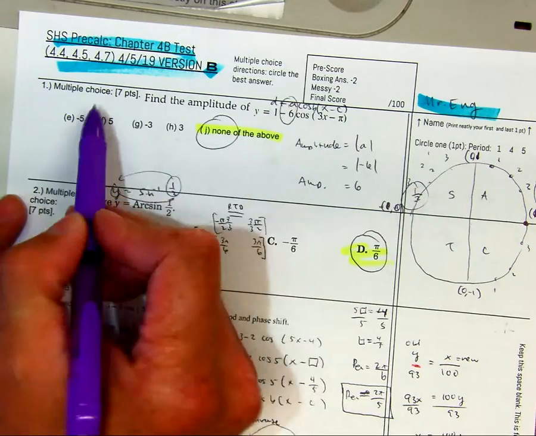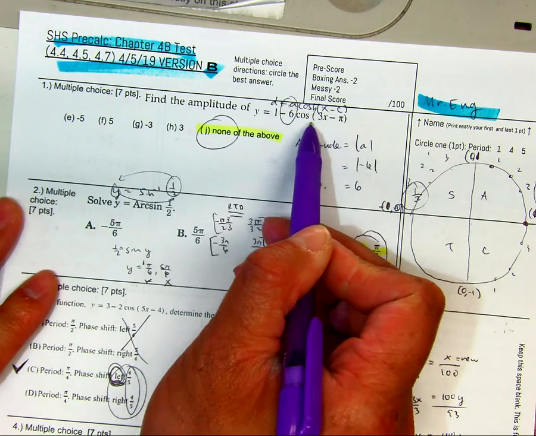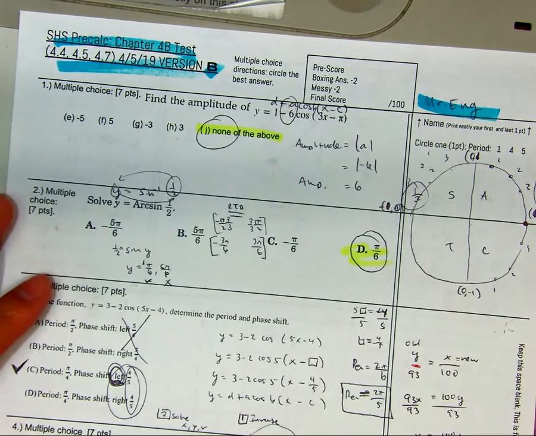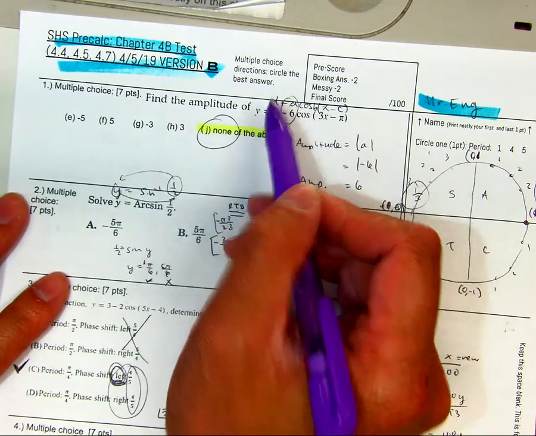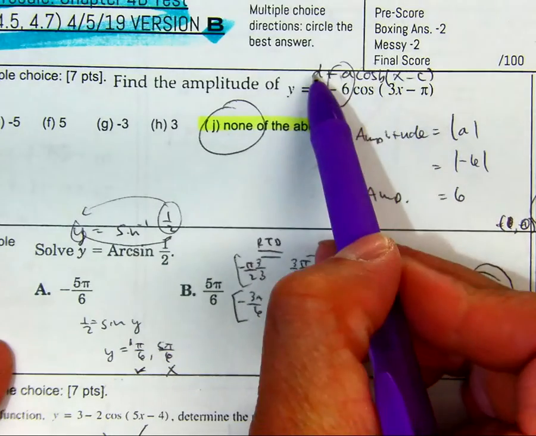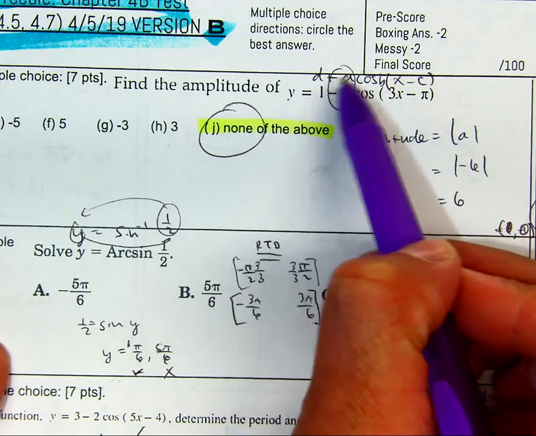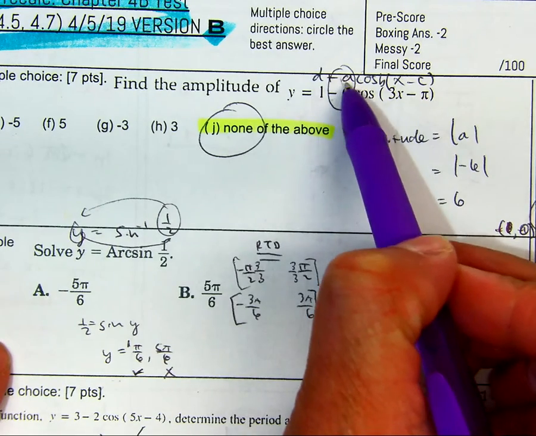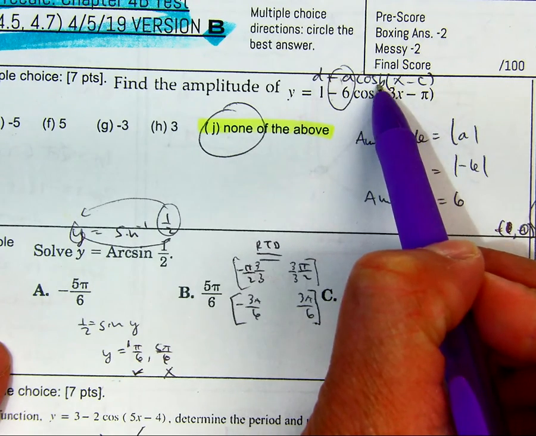Question number 1 says, find the amplitude of y equals 1 minus 6 cosine, parentheses 3x minus pi. Now, in this problem, I like to make sure that I write the letters above it. So I have here d, so that's the constant. Sometimes they'll have it over here in the far right. You can move the front. Your a value is in front of the trig function, cosine b. B is after the trig function, but before the parentheses, and then x minus c.